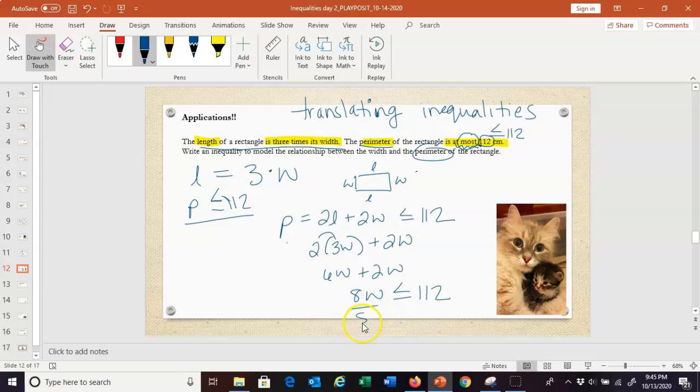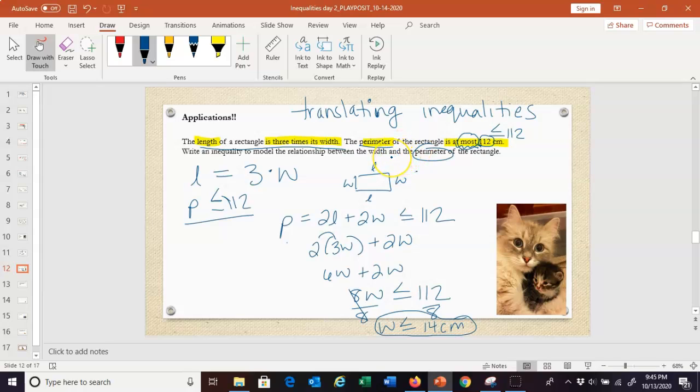Now we're going to divide both sides by 8. We keep the inequality the same, and we get 14. So W, the width, must be less than or equal to 14 centimeters. And if it happens to be bigger, then we're not going to be able to satisfy this requirement about the perimeter.